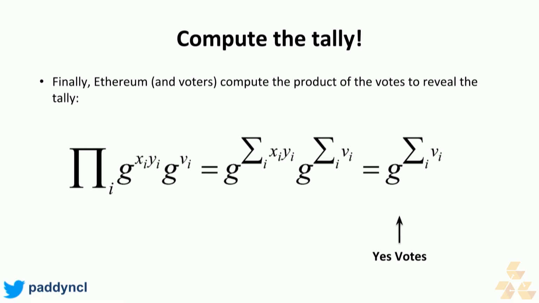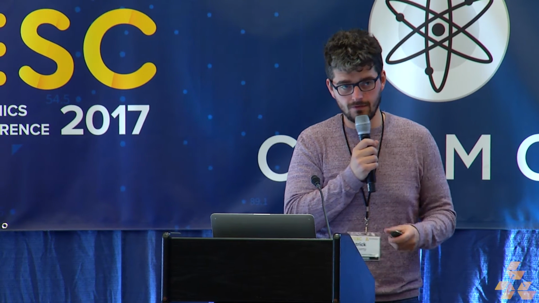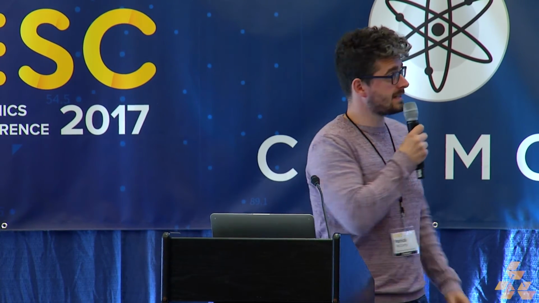And all we're left with is g to the power of yes votes. And that's a small discrete log, and it's easily brute-forceable. In fact, the contract can brute force it. And now we're left with the number of yes votes. And once you have the number of yes votes, it's very straightforward to get the number of no votes. And that's essentially the Open Vote Network in a nutshell.